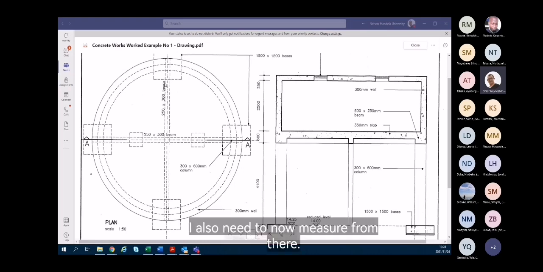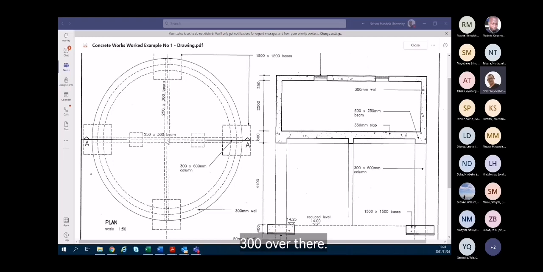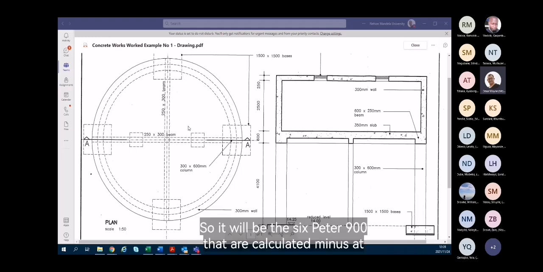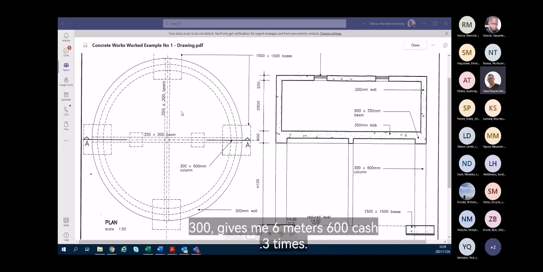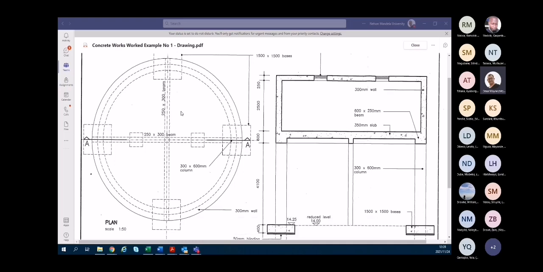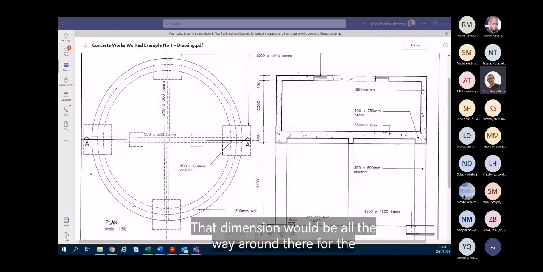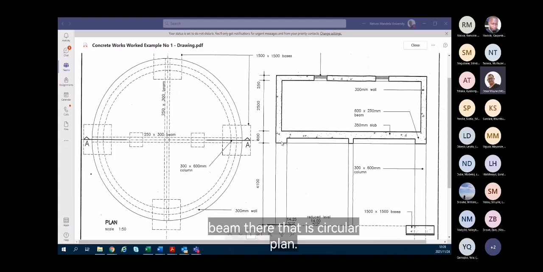I also need to measure from there to there, but I need to deduct that 300 over there. So it will be the 6 meter 900 that I calculated minus the 300, which gives me 6 meter 600 times 0.3 times 0.25. And then I need to determine what that dimension would be all the way around for the circular on plan, because over there I can see that there's a beam that is circular on plan.